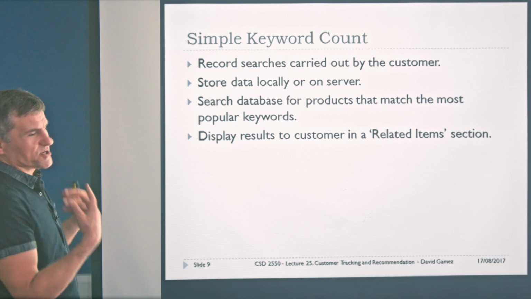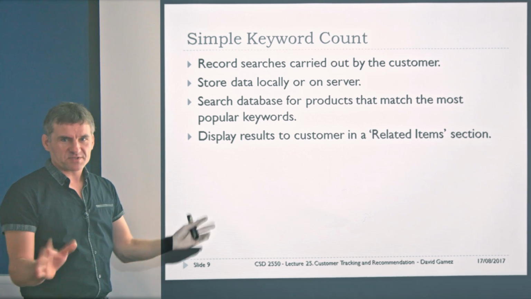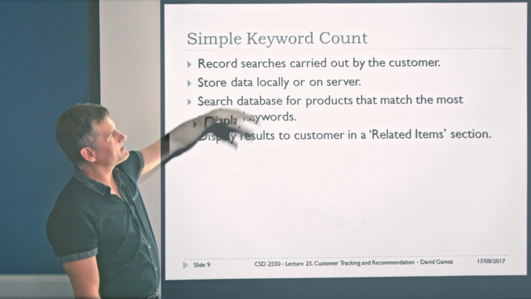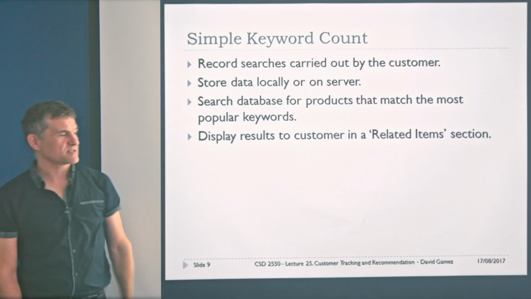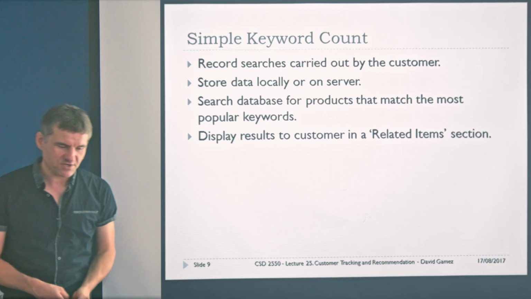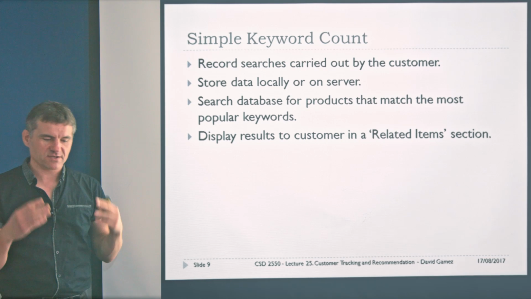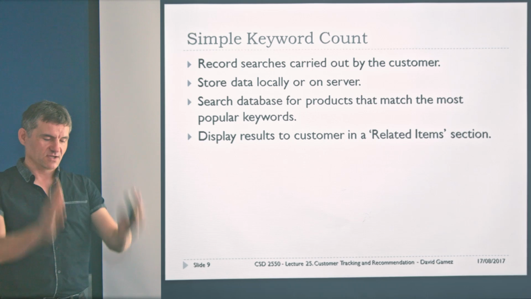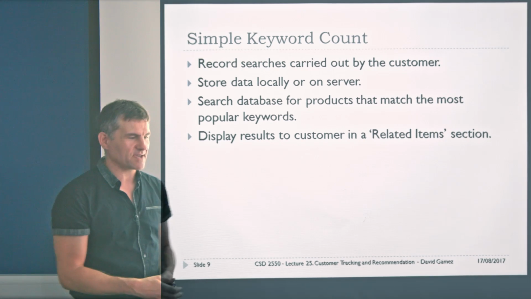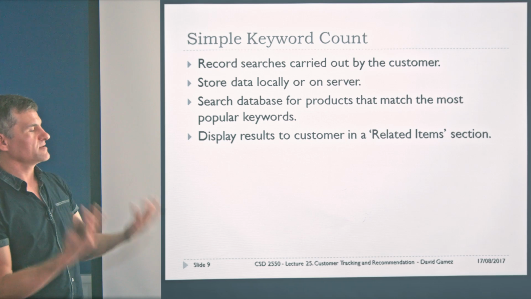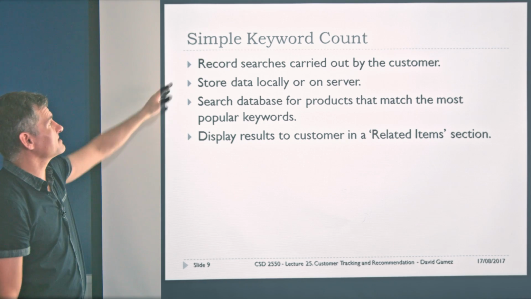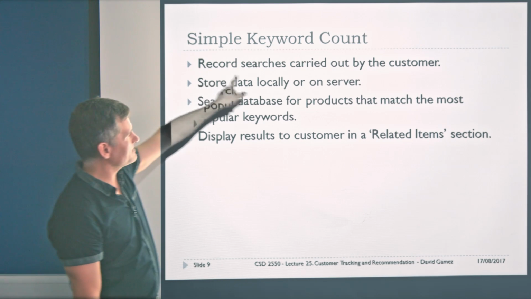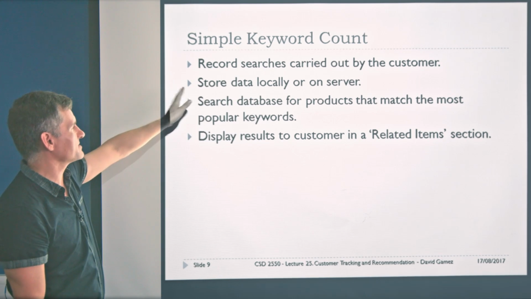And what I'm going to show you, you're welcome to do this any way you like. This is not prescriptive in any way. I'm just going to show you one way in which you can do customer tracking recommendation. And this way is we record the searches carried out by the customer. Now, as I said, the more sophisticated approach would be not to look at searches, but to look at eyeball time or something. Using JavaScript, you can track what the customer's looking at, how long they look at it, all this kind of stuff, the longing gaze of the customer. But in this case, we're just going to record the searches, and we're going to store the data locally.